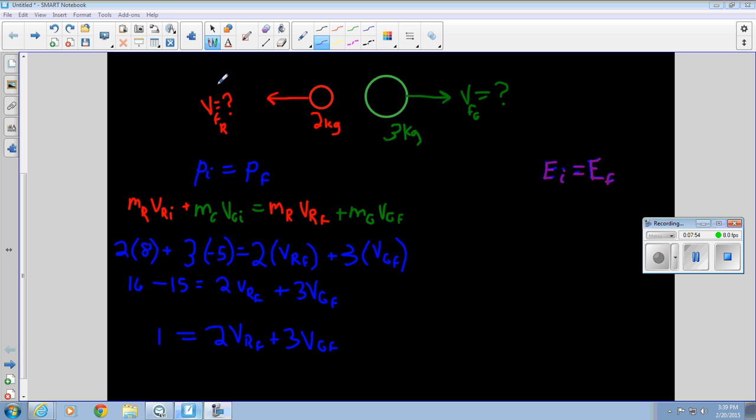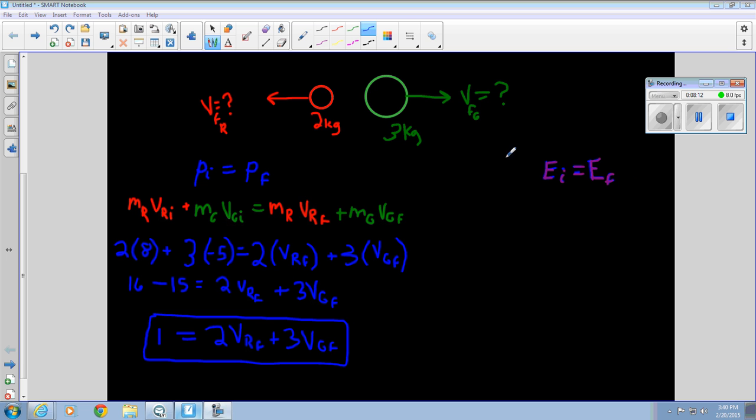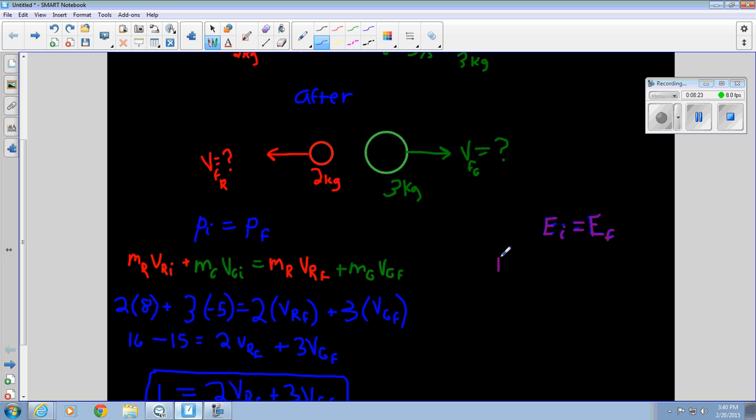Okay, so we've cleaned up this equation and gotten it down to 1 equals 2 times the final velocity of the red ball plus 3 times the final velocity of the green ball. Now we're going to look at our energy side. With the initial energy, we have the initial energy of the red ball and the initial energy of the green ball. This is a little different than the way we dealt with energy in our last chapter, where it was just one object. We've got 2 objects here with energy, so they get added together for the initial energy, and the same thing happens for the final side.